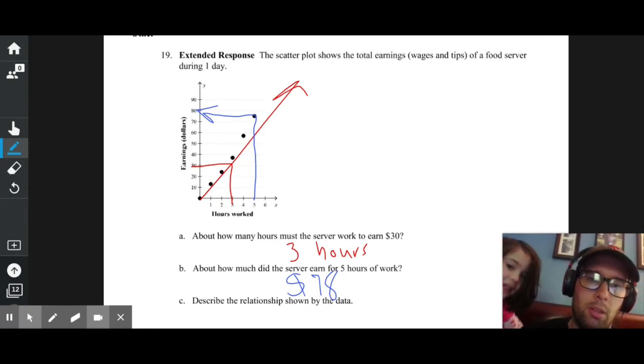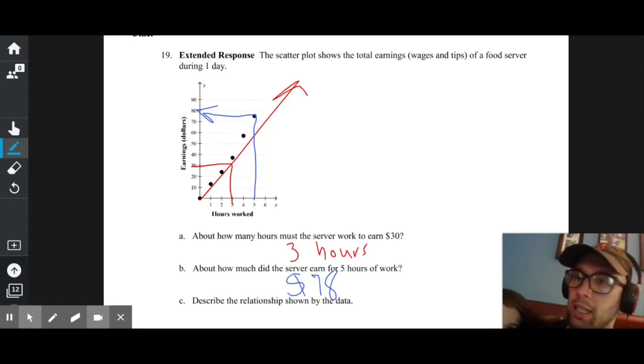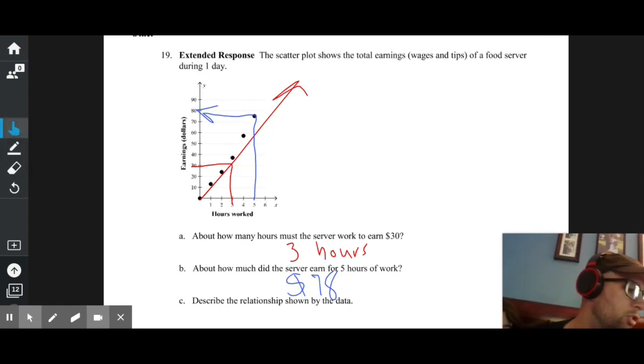Make something. I did. I made a scatter plot. And last but not least, describe the relationship shown by the data.